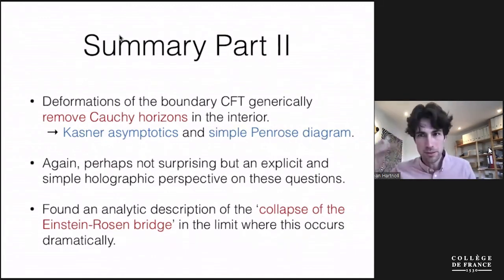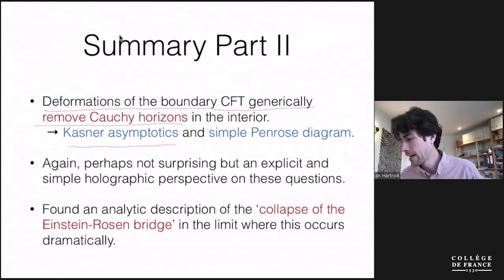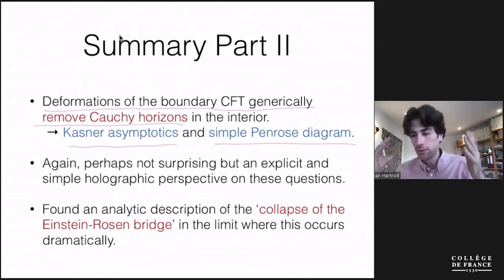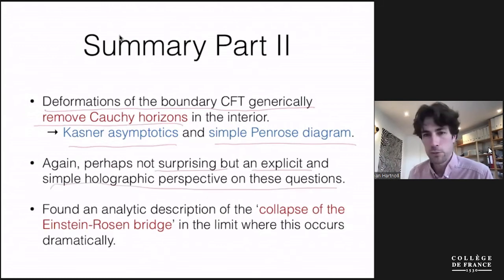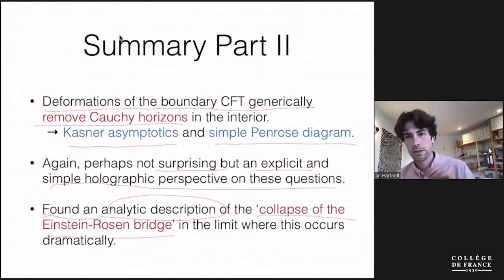So now this is a summary of the charge case. So deformations of the boundary generically remove Cauchy horizons, and so you get Kasner asymptotics and a simple Penrose diagram, not this infinitely repeating thing. And again, it's just very explicit, right? It's just some ODEs and you're done, right? So again, it's not surprising, but it is nicely explicit. And I would call it a holographic perspective on some of these cosmic censorship questions. And then, as I told you a little bit quickly, perhaps, we found the analytic description of a certain nonlinear process, which is this collapse of the Einstein-Rosen bridge.